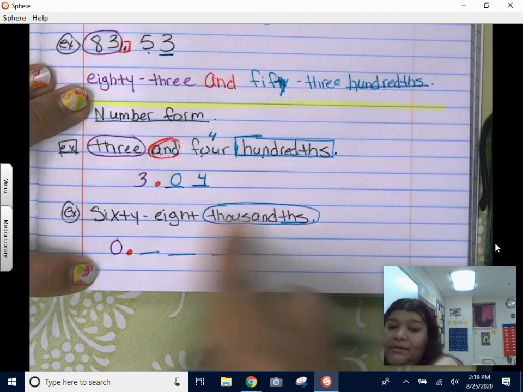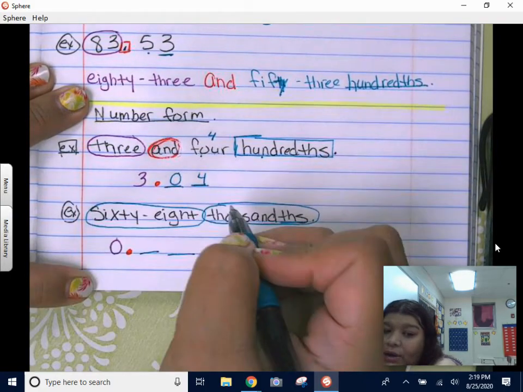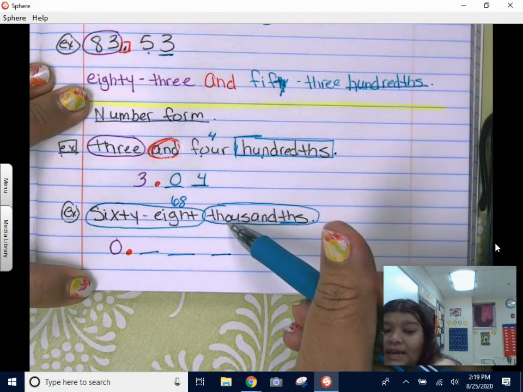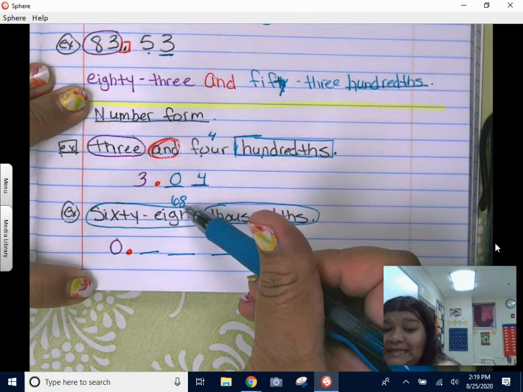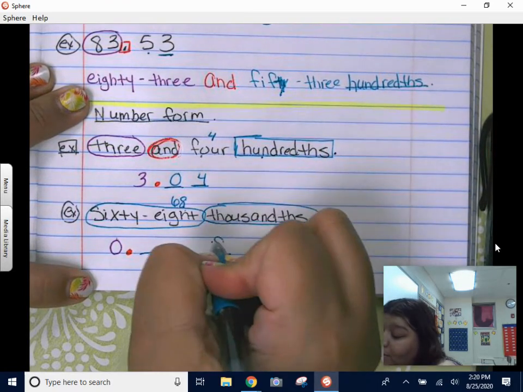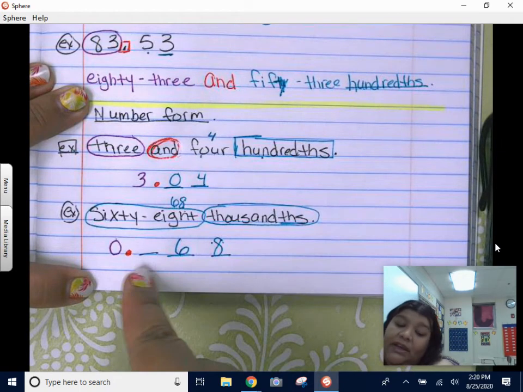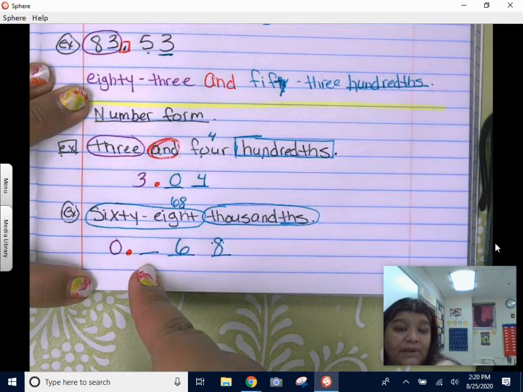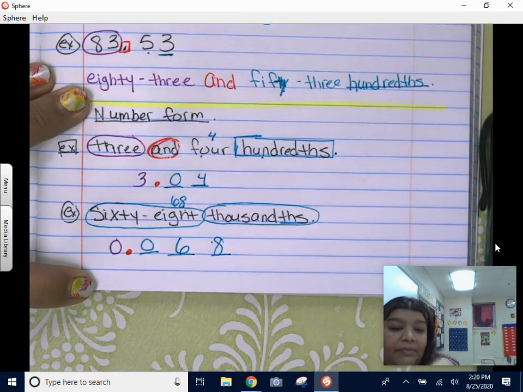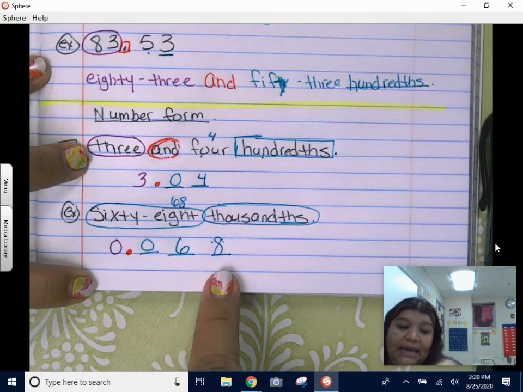Now this number. This is 68. What does 68 look like normally? It looks like this. Remember, this is telling you that this number has to end in the thousandths place. So this 8 has to end right here, and the 6 goes in the place value before it. We have an empty place value. What do we put when we have an empty place value? 0, because that represents nothing. So 68 thousandths looks like this, 0.068.